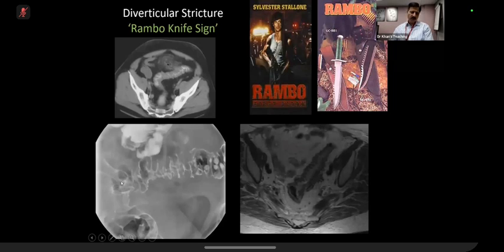Now, if you see another case which is similar to the one which I showed you, and there is a stricture here, there are diverticula, and how it gives you this serrated outline.